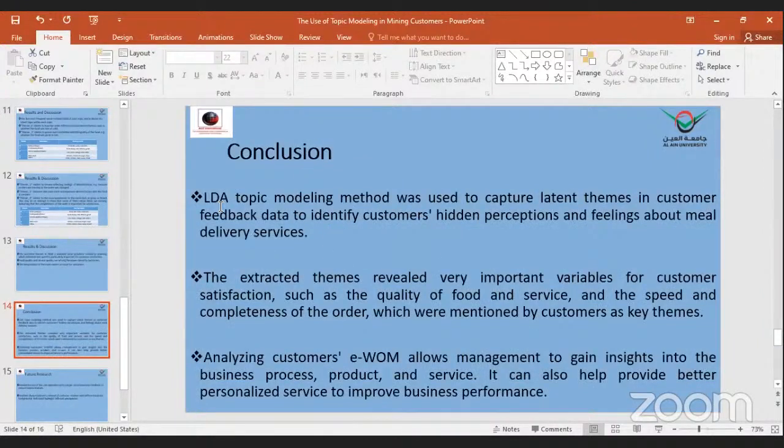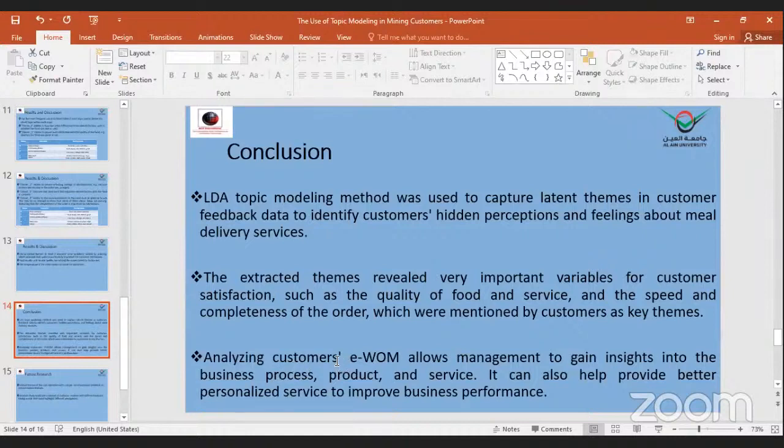Conclusion: we can conclude here that the LDA topic modeling method was used to capture latent themes in customer feedback in order to identify the customers' hidden perceptions and feelings about meal delivery services. The extracted themes revealed very important variables for customer satisfaction, such as food quality and service. The food speed is also very important. Completeness of the order is very important. These are the most mentioned key themes within the customer reviews.